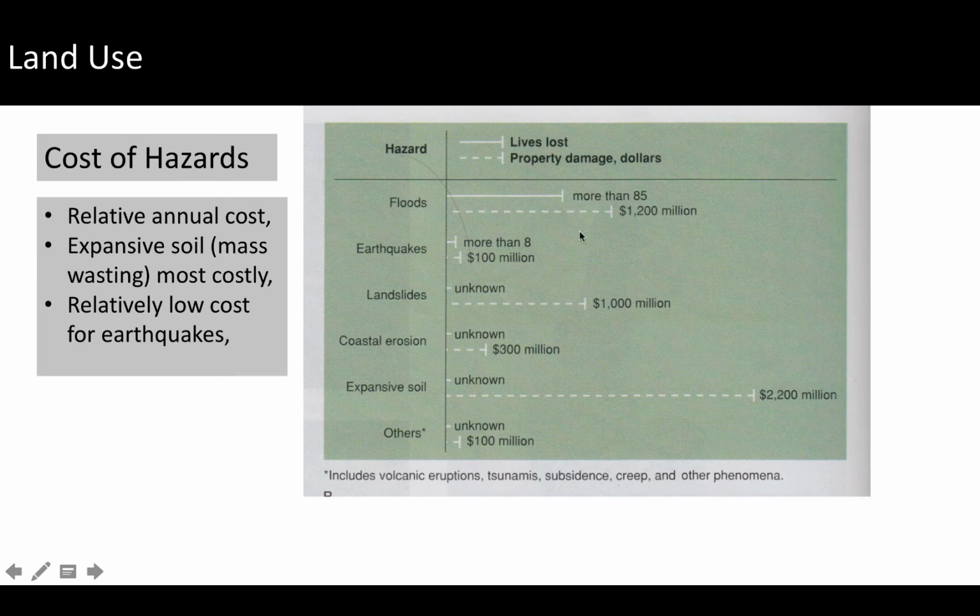Things that we expect to become worse over the course of the years with global warming. Okay, flooding, earthquakes, not so much. Landslides, yes. Coastal erosion, yes. And expansive soil, quite possible. Okay.